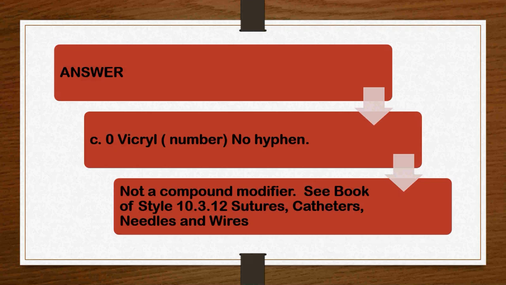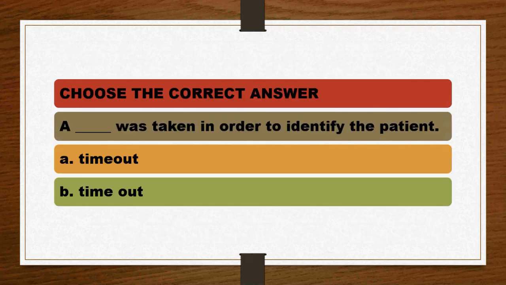And another really good resource is 10.3.12, and it talks about sutures, catheters, needles, and wires, and that's a really good one to look over. But it's not used, even if the noun follows, it's not a compound modifier. It's giving the size of the suture. That's all. Okay. All right, how about this one?